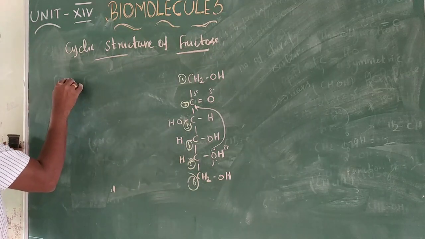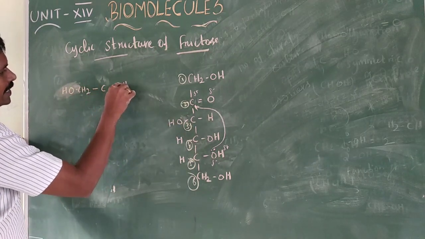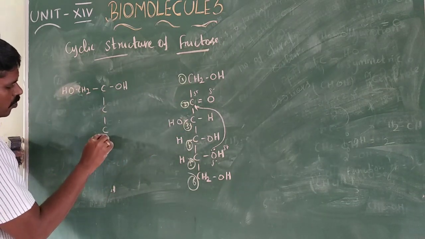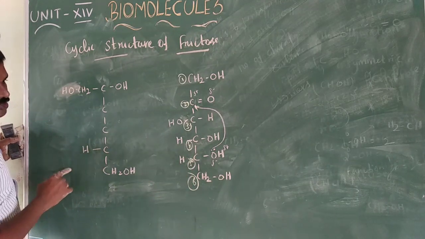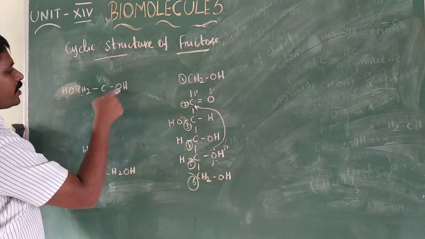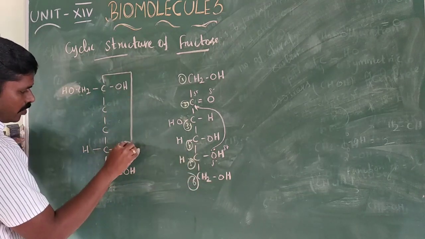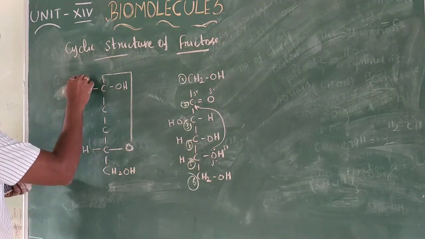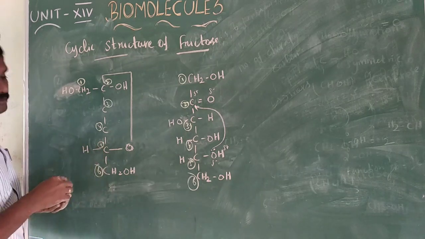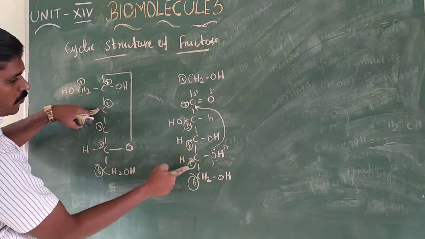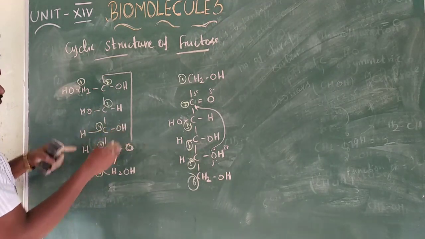So the structure: CH2OH, C, OH, OH, carbons 1, 2, 3, 4, 5, 6. The sixth is CH2OH, and the fifth carbon has hydrogen. The hydrogen joins to the carbonyl carbon oxygen, and that oxygen joins to the carbonyl carbon. So no change in carbons 3, 4, 5: OH, H, OH, H, and at 4, H, OH. So no change.